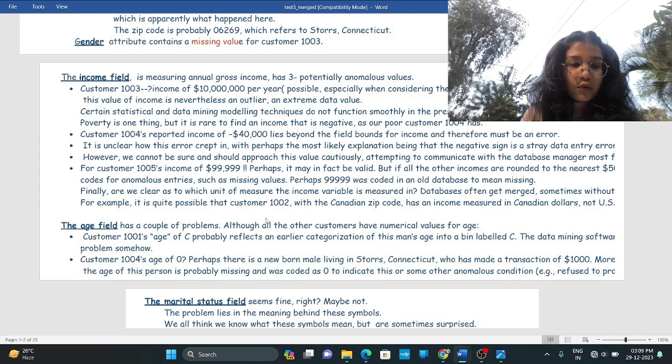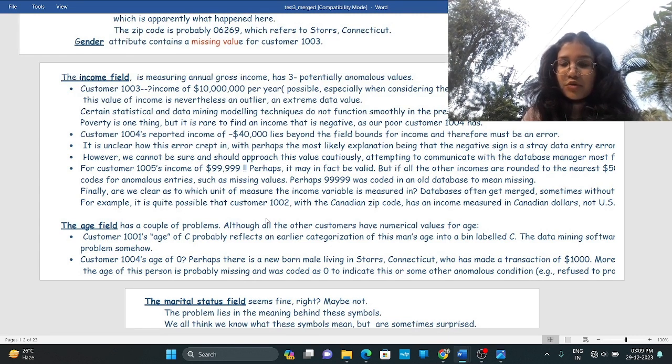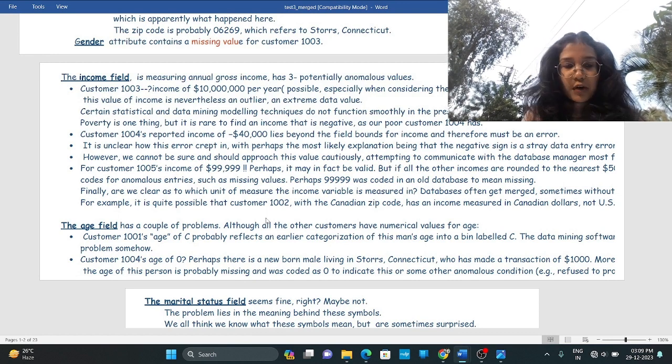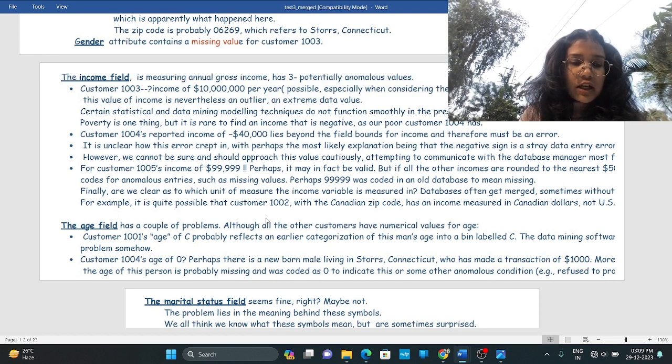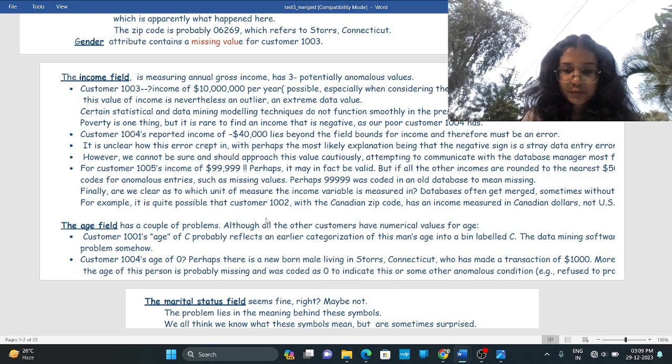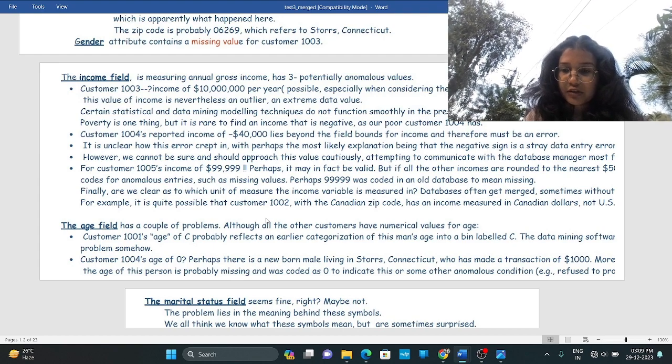Customer 1004, age of 0. Perhaps there is a newborn male living in Storrs, Connecticut, who has made a transaction of 1000. More likely, the age of this person is probably missing and was coded as 0 to indicate this or some other anonymous condition.